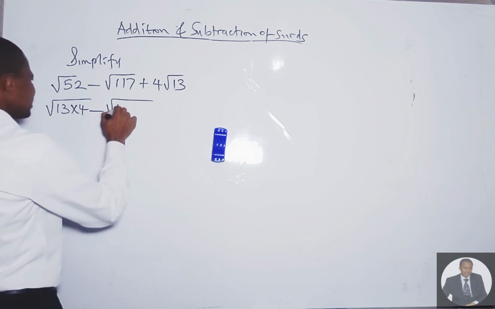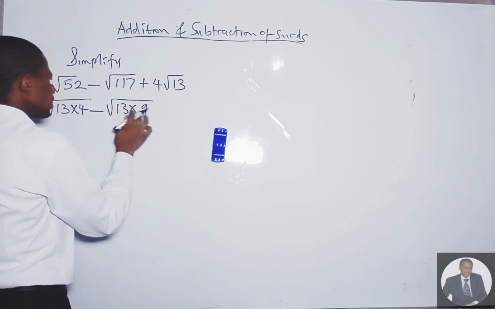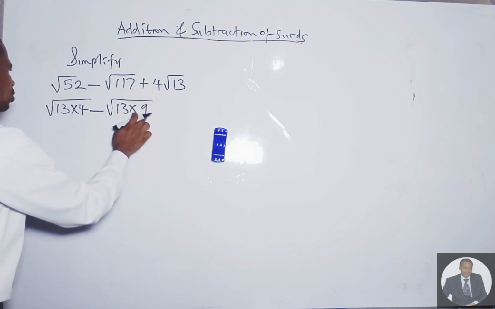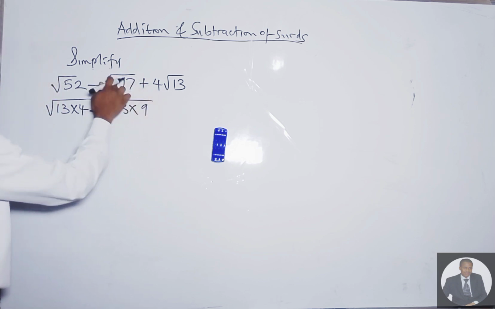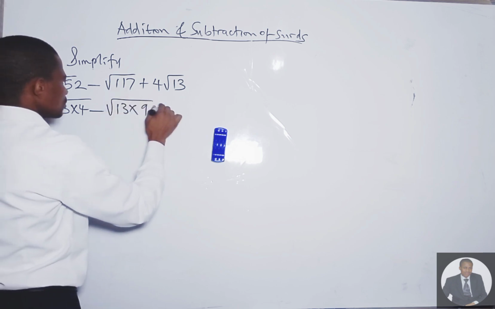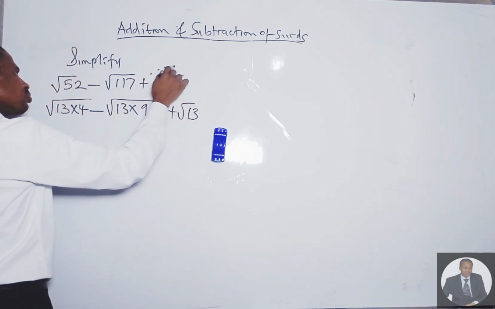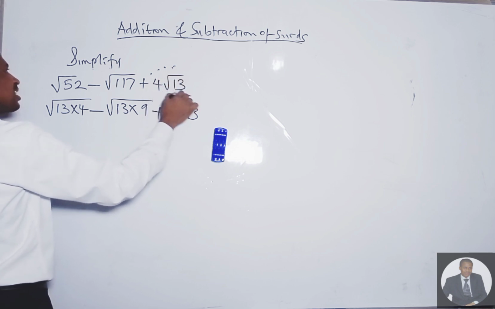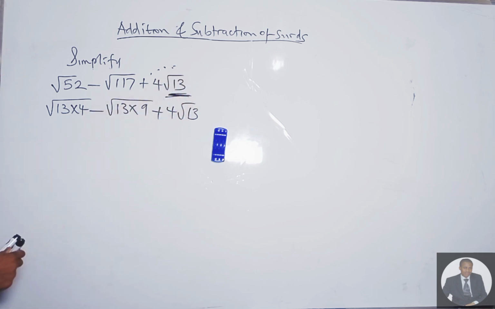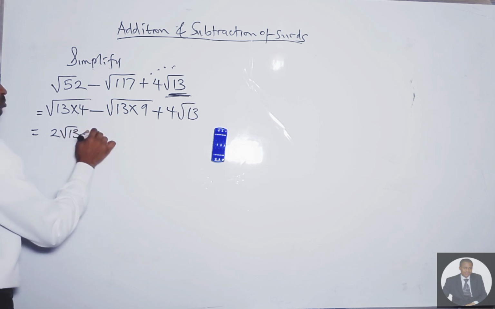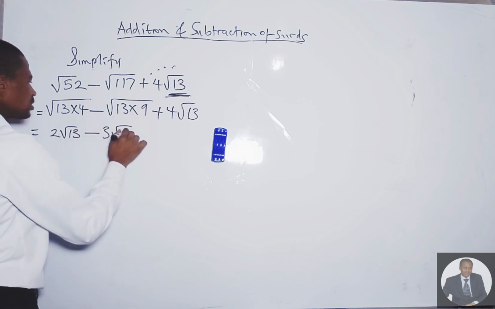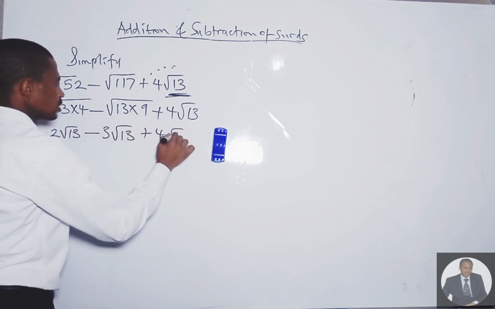That should be 9. 13 times 9 is 117. So this particular root 13 was a link for us to know that the other numbers should be in root 13. So let's continue. The square root of 4 is 2. So we have 2 root 13 minus 3 root 13 plus 4 root 13.